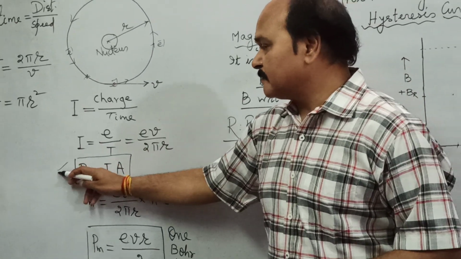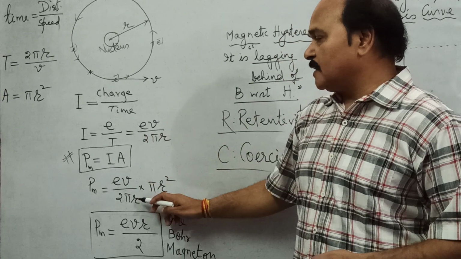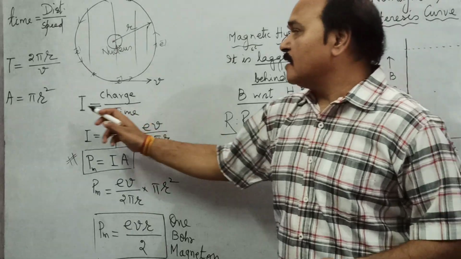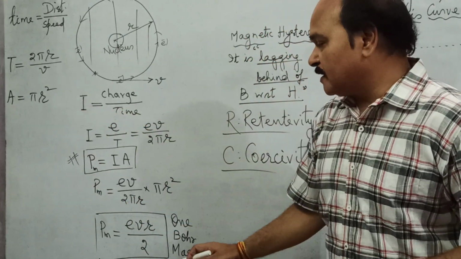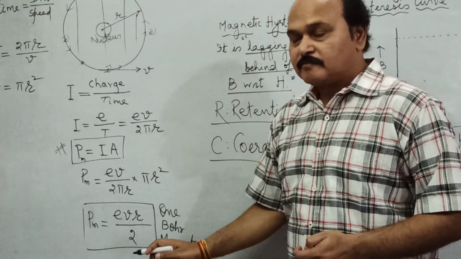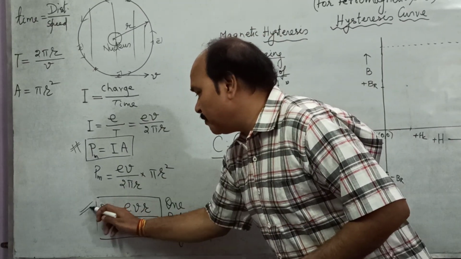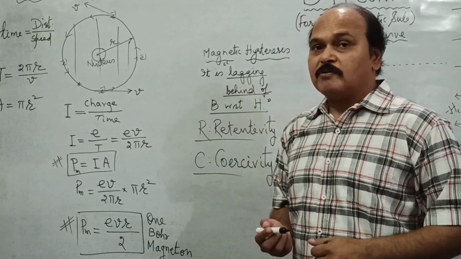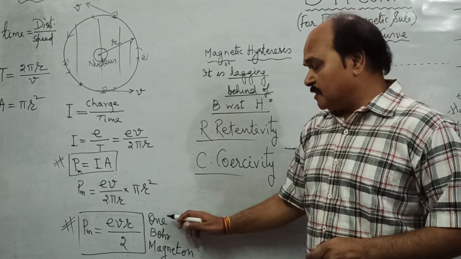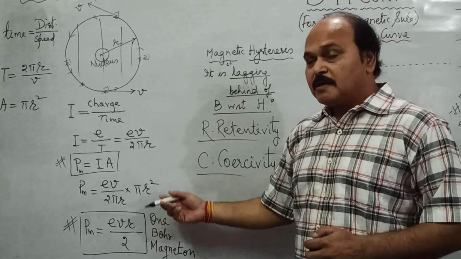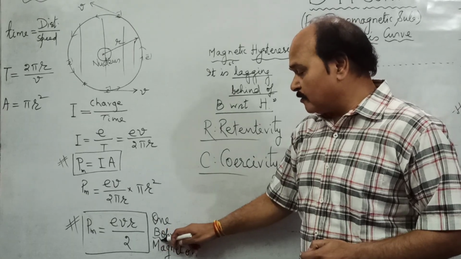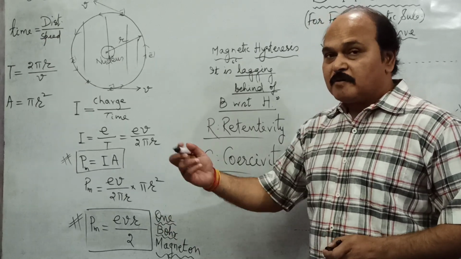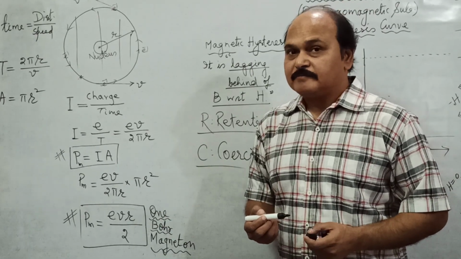We know this. If we write I as e v by 2 pi r and A as the area of this circular loop, and what is that? Pi r square. We solve it, what do we get? We get e v r by 2. So this is the magnetic dipole moment because of an electron moving on a circular path of radius r around the nucleus. Well, this value of magnetic dipole moment is also called the Bohr magneton. 1 Bohr magneton is the atomic unit of magnetic dipole moment of an atom.